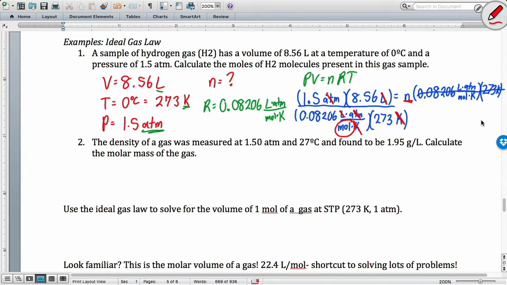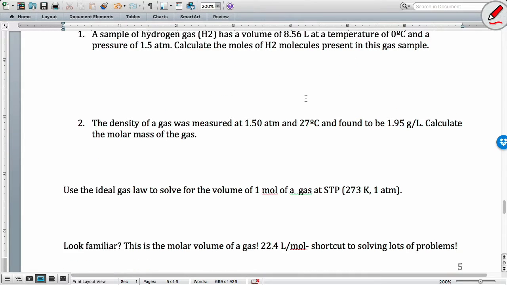So now we got to plug that all into the calculator. I'm going to just use parentheses and do 1.5 times 8.56, close parentheses, divided by, open parentheses, 0.08206 times 273, close parentheses. And you get a value of, I'm out of room to write, so using a different color, n equals 0.something. My pressure only had 2 sig figs, so I'm limited by that one. So I'm going to put 5.7 moles. Go ahead and double check my answer and make sure I'm right. Okay, cool. So let's try the next one.